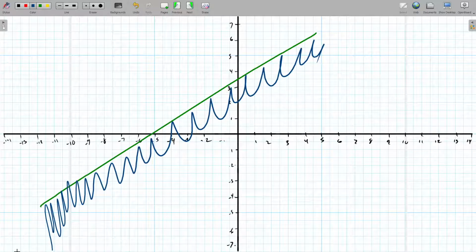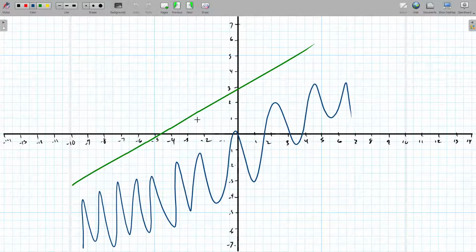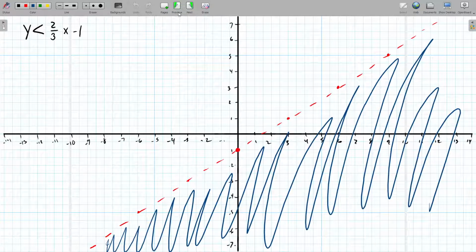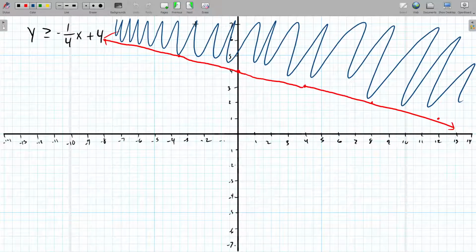I don't like this method. I think it gets very messy and very minute whether your shading is touching the line or not. I don't like it at all. I recommend the other way, but if that's the way that your teacher is teaching it, where you always have a solid line and you're either touching it with your shading or not touching it, that's how you would do it. But it's the same approach. I much prefer the dashed line for less than or greater than, and a solid line for less than or equal to and greater than or equal to. That's my personal preference. So that is graphing two variable linear inequalities.